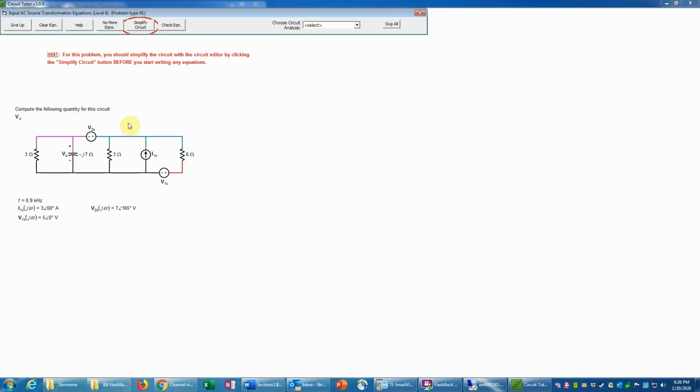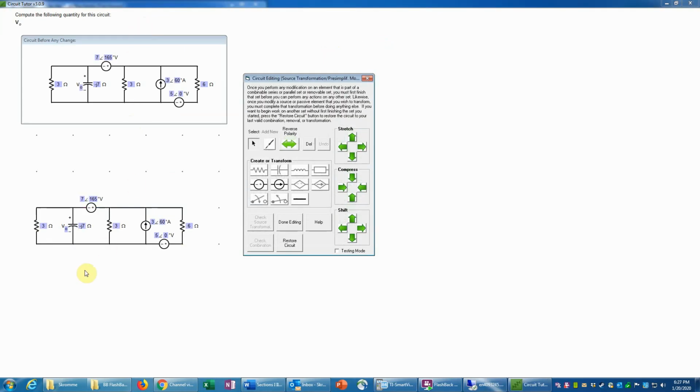So again, this is a source transformation problem, and so we must therefore use the circuit editor to try to get this down. The only type of circuit that's going to let us analyze is either single node pair or single loop. So we're going to try to get it down to one of those two forms. Doesn't matter which one. So we click the Simplify Circuit button. And now we have to study this a little bit.